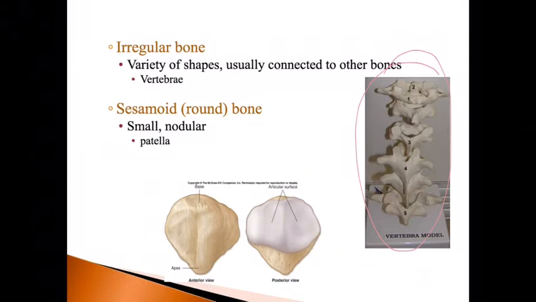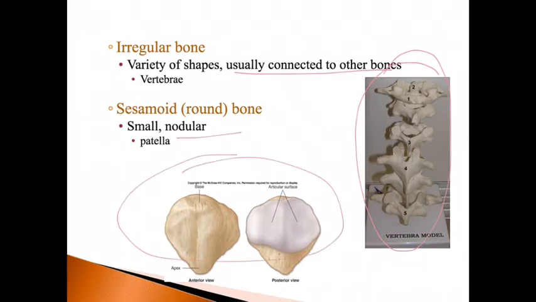They're usually connected to other bones, meaning bone to bone to bone to bone, right on top of each other. And then finally, the last type of bone is called a sesamoid bone or a round bone. And the biggest one that we know here is called the patella, which, remember, is the kneecap.